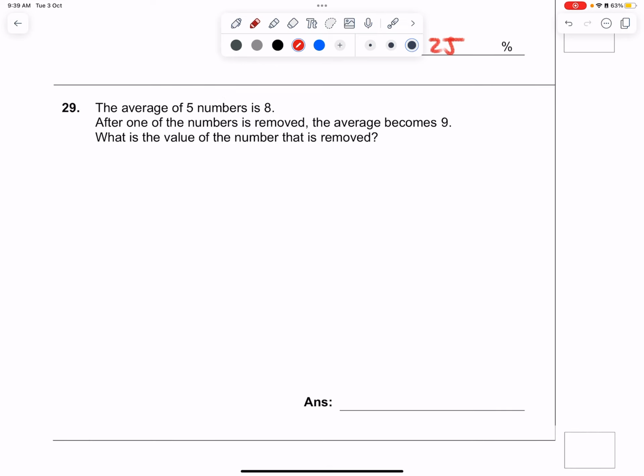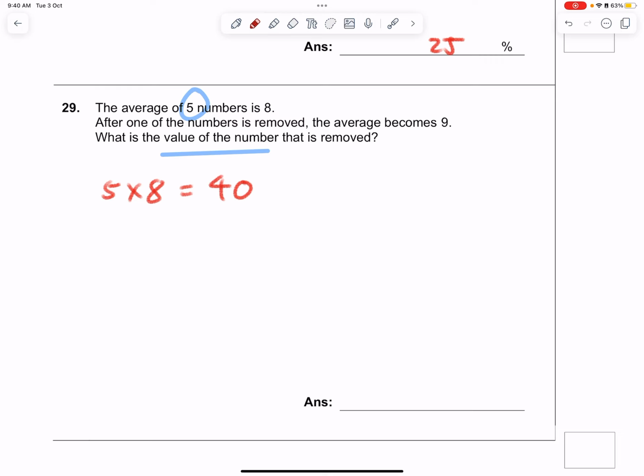Now, the average of 5 numbers is 8. After one of the numbers is removed, the average becomes 9. What is the value? More often than not, when you do this kind of average question and they tell you that one number is removed, you need to first find out the initial total of the 5 numbers. So we know that the initial total is 5 times 8, which is 40.